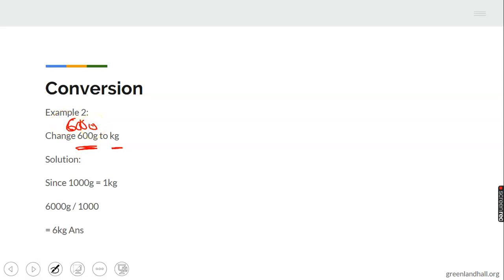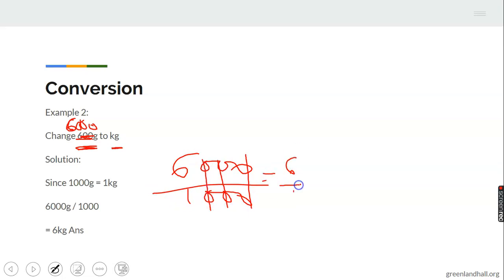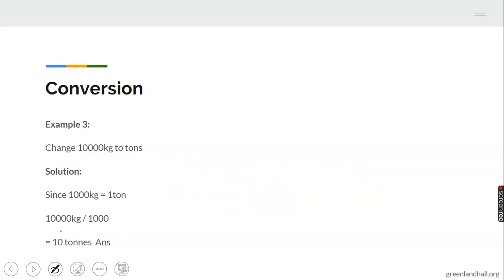So what do we do? We divide 6,000 by 1,000. 6,000 divided by 1,000. 0 take away 0, 0 take away 0, 0 take away 0. And then we have 6 divided by 1. And that's what? 6 kilogram. And that's how we got our answer here. Is that taken?